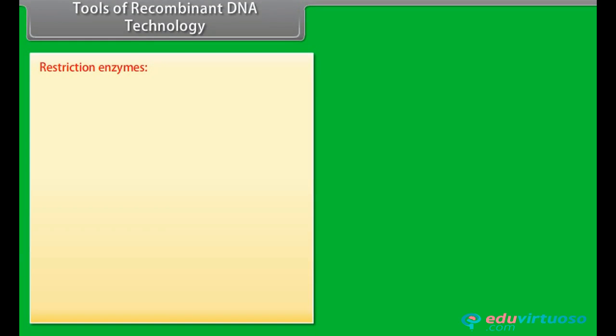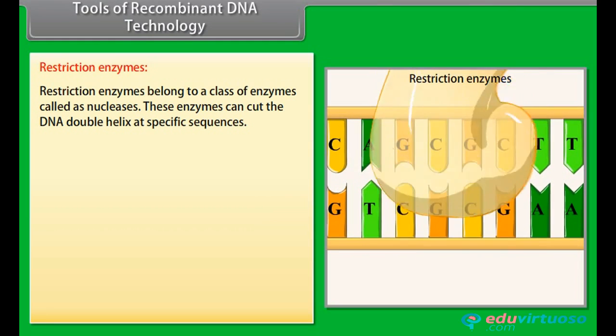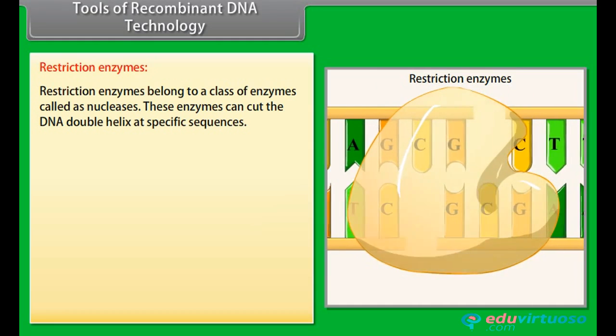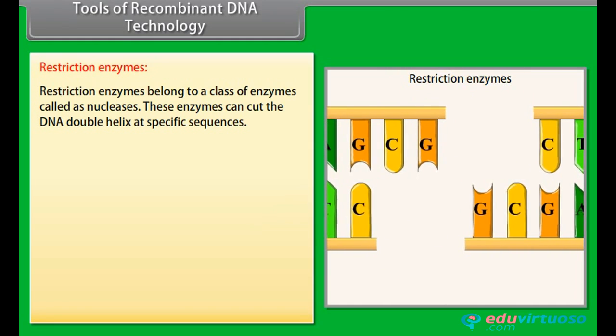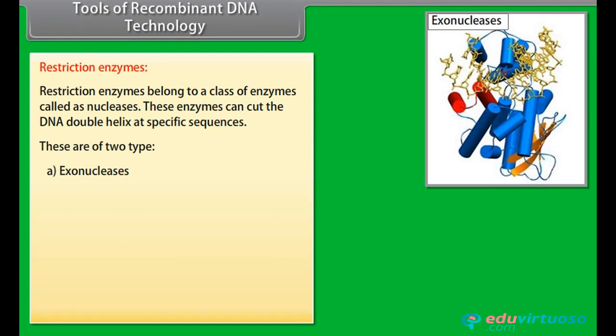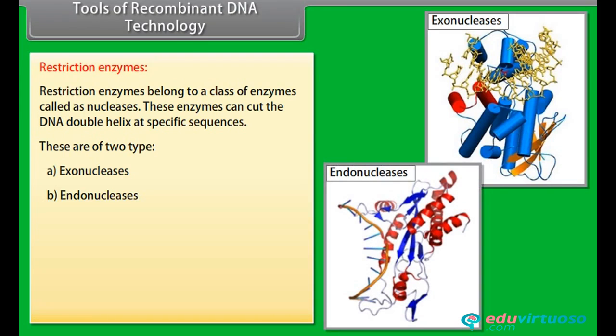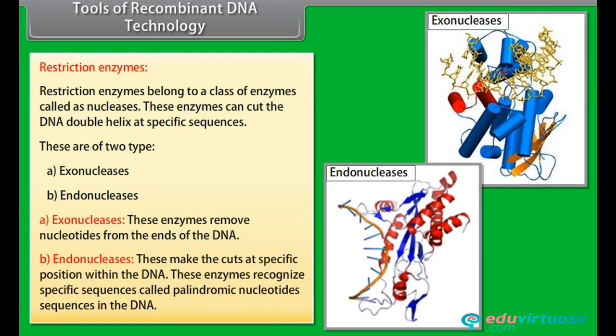Restriction enzymes. Restriction enzymes belong to a class of enzymes called nucleases. These enzymes can cut the DNA double helix at specific sequences. These are of two types: exonucleases and endonucleases. Exonucleases: these enzymes remove nucleotides from the ends of the DNA. Endonucleases: these make cuts at specific positions within the DNA.